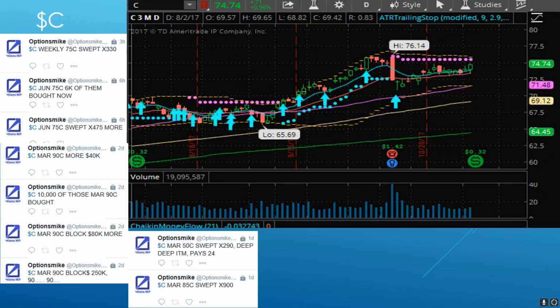C. So I've been long C for a little bit now, and this big red candle, that was when they downgraded it. Boy, do I want to go give that guy a big hug. I love him for downgrading the stock. I really, really do. So look at some of the flow into this just in the last couple of days.